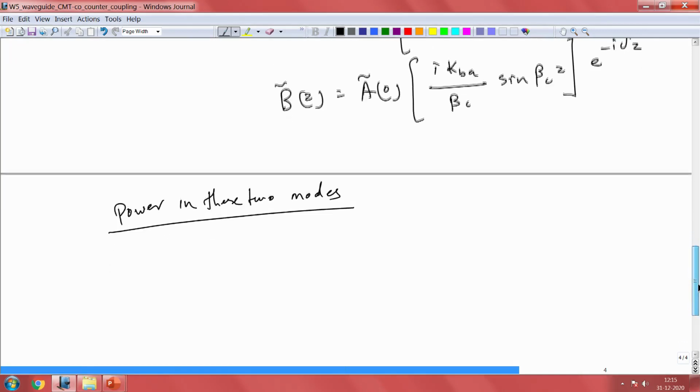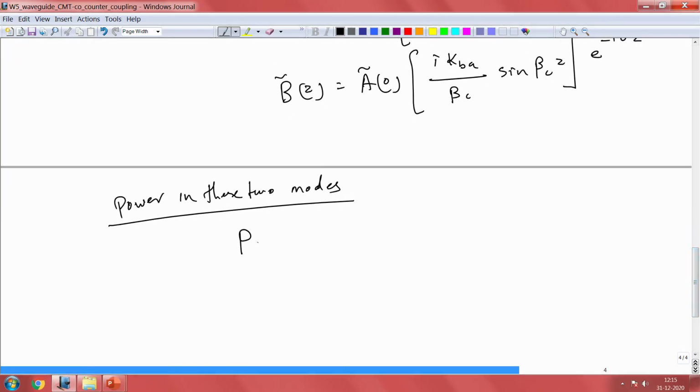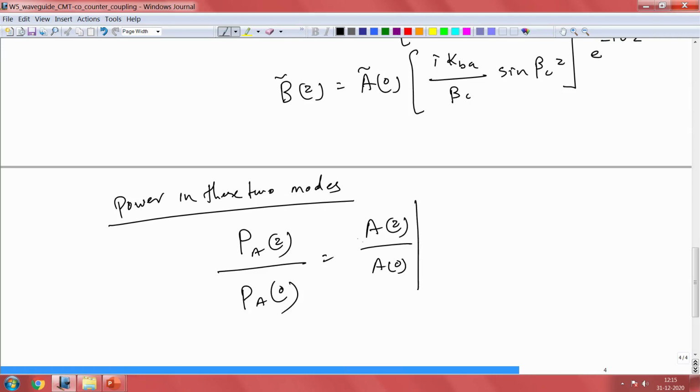So, let us look at how the power is going to change. Power of A at z over power of A when you started, right. So, that can be given by this. In other terms, in a perturbed system, this is your power, right.